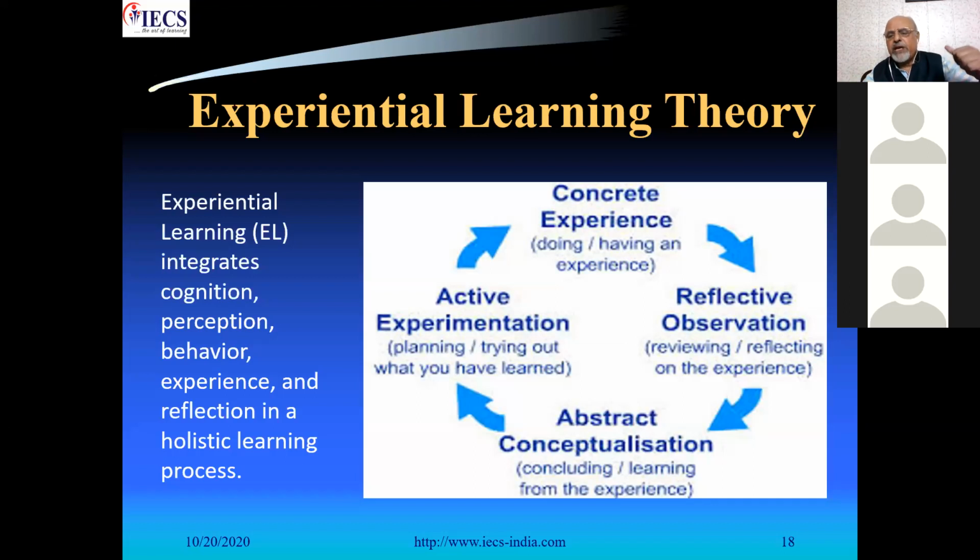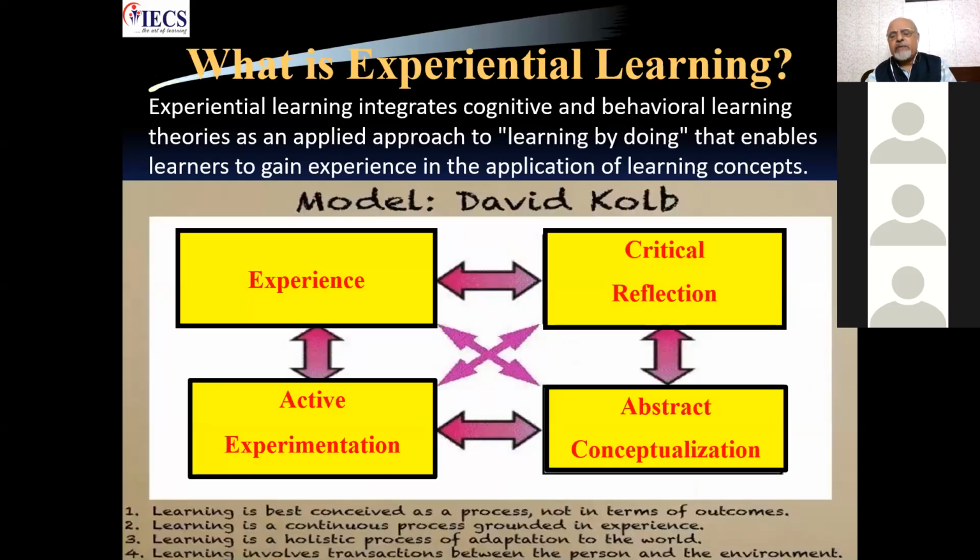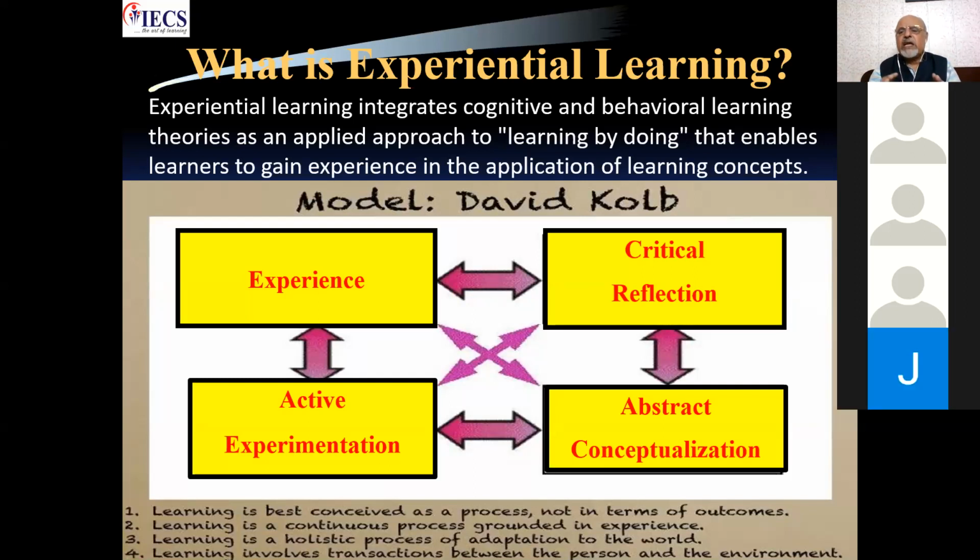CE, concrete experience, reflective observation, RO, AC, abstract conceptualization, and active experimentation, AE. This is how the model was given. What did David Kolb say? I have used his very words from his books. Experiential learning tries to integrate both cognitive theory and behavioral theory. That was the reason I gave a reference to those theories. It believes in stimulus response learning as well as holistic learning. And when they are combined together, it develops a new model of learning by doing.